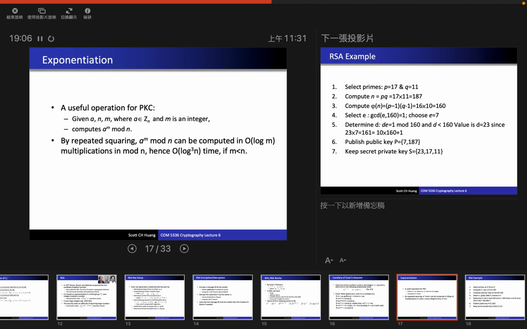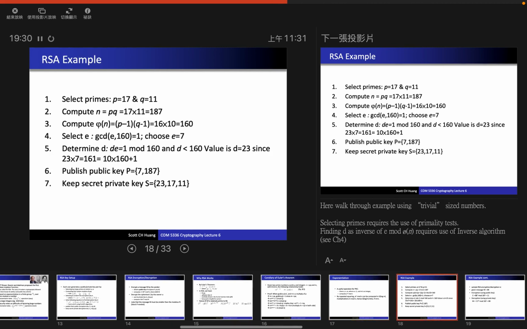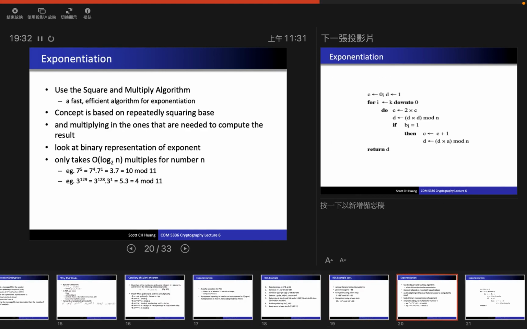Now let's talk about modular exponentiation because this is the most important building block of RSA. We calculate a lot of exponentiation, I mean the power of something mod something, and this has to be calculated in an efficient way. Let's take a look at exponentiation, and then we will come back to show an example of RSA.